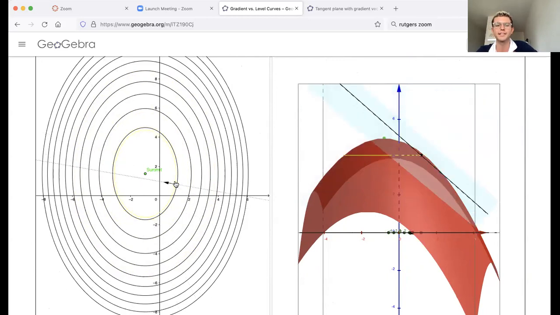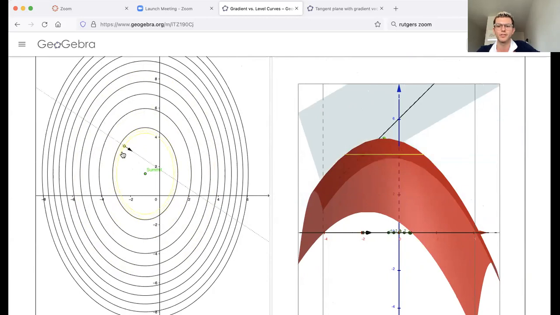But everyone sees, as you move on a particular level curve, you get this perpendicular vector, and it just happens to be the gradient. Okay.